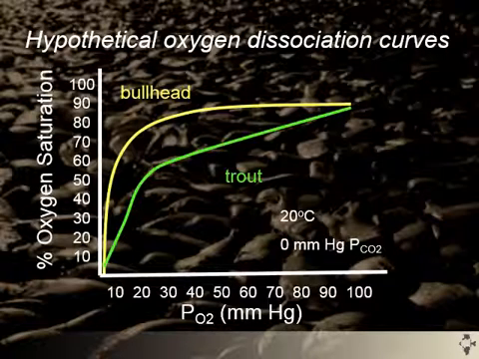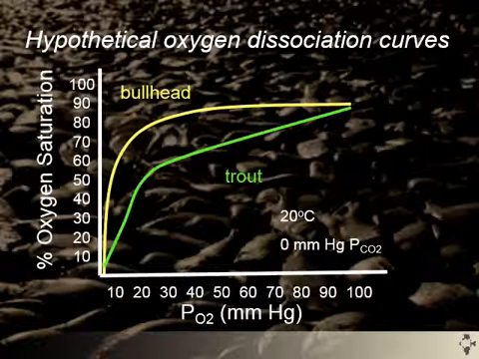But again, keep in mind that this fish is inhabiting environments that are rich in oxygen. So the fact that they need higher pressures, higher availability of oxygen to achieve full hemoglobin saturation isn't really a problem, because those higher availabilities are typically available.